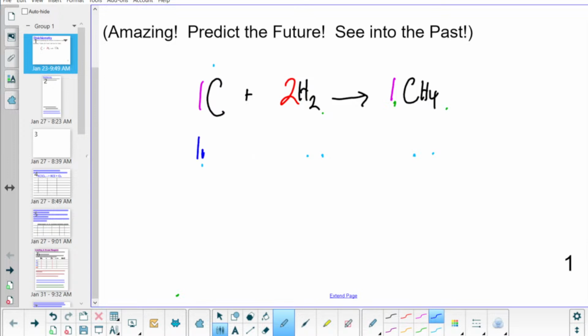So if I have 1 mole of carbon, how many moles of hydrogen gas will I need? 2 moles. And how many moles of methane gas will I make? 1. Okay. So if I was to go into the lab, how do I measure out a mole of carbon? 12 grams of carbon. How many grams of hydrogen gas would I measure out?